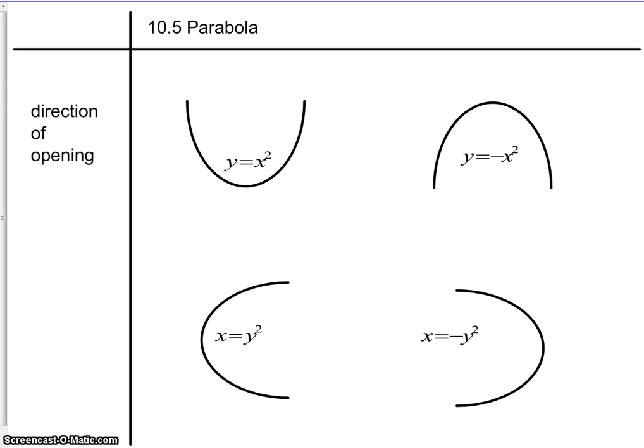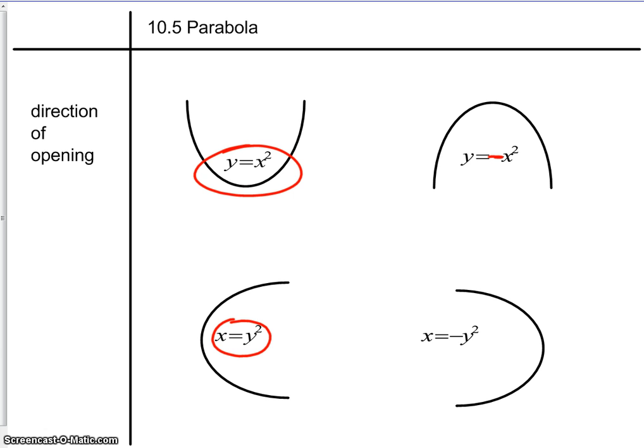Now, the direction of opening is the thing that comes into play as well. Here's the one that we all should be very, very familiar with. When we have y equals x squared, obviously we know that's a parabola and it opens up. If we take the opposite of the x squared, that's when we're going to open down. Now, what's going to change here is if we open left or right.